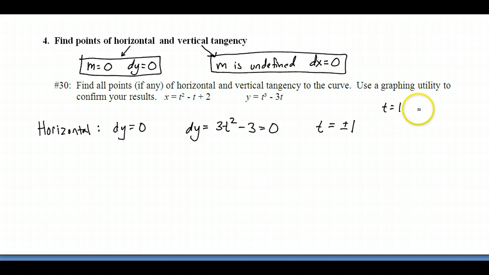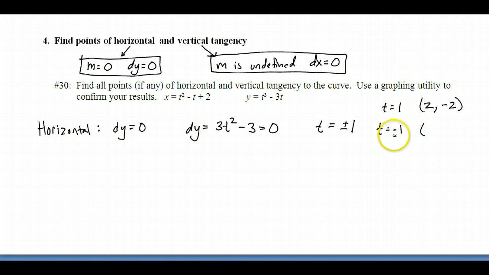If t is equal to a positive 1, well, I'm going to write down the negative 1, because they asked for points. So this gives us our parameter. A parameter is not a point. You have to take that parameter and plug it into your parametric equations to get the actual point for it. So plug in your 1, that will give you 1 minus 1 is 0, plus 2 will give us 2. Plug in your 1 minus 3, that's going to give us negative 2. So at the point (2, -2), you have a horizontal tangent.